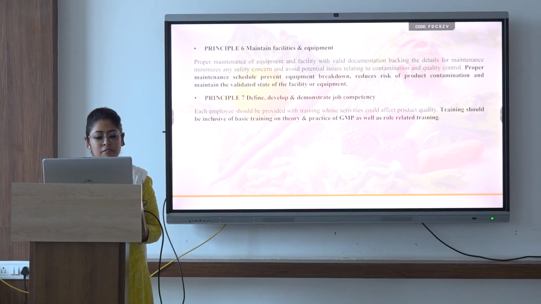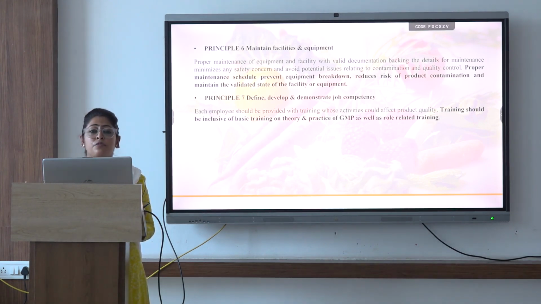In principle 7, we need to define, develop and demonstrate job competency. This is about the fourth P we have discussed in the 5 P's of GMP, about the people, the manpower. Now whoever is working should be properly trained and should be aware of his or her role in the industry. If you are working in production, you should be aware that what is your role during production of the product. If you are working in packaging area, you should be aware that what is your role. You should be technically sound to know about the packaging material, which packaging material is suitable for the product you are manufacturing. If you are manufacturing potato chips, the packaging material will be different if you are manufacturing pasteurized milk.